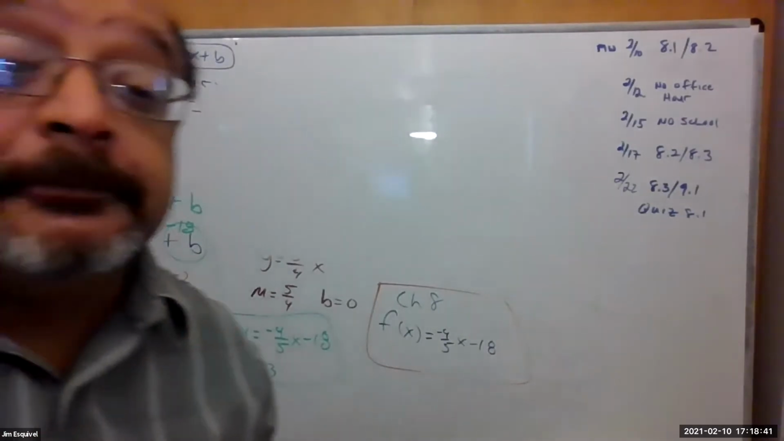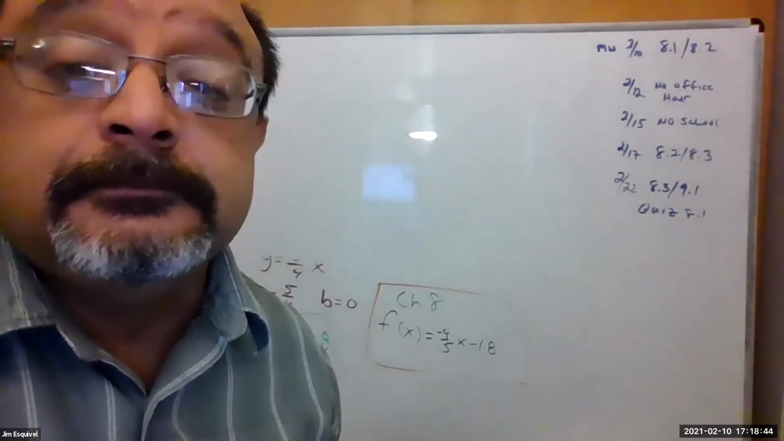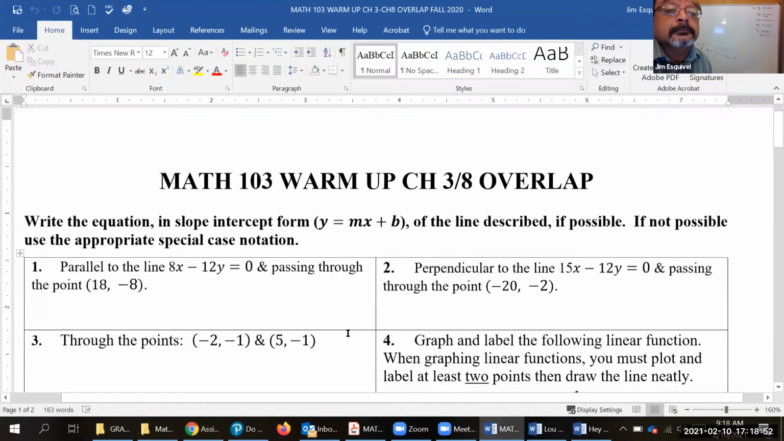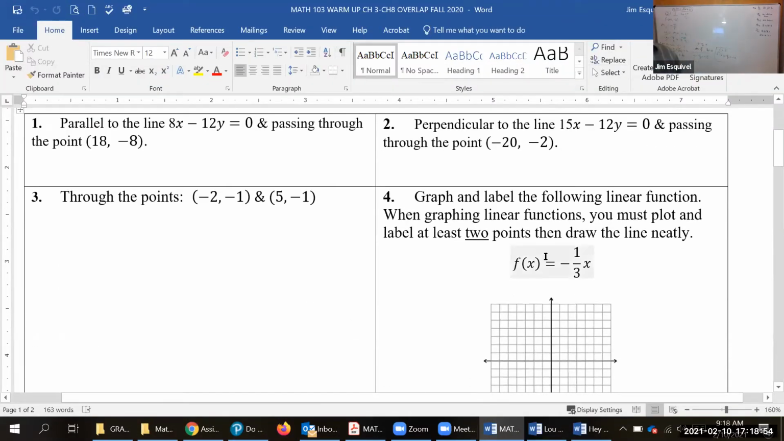Number 3. Through the point -2, -1, and -5 or +5, -1.